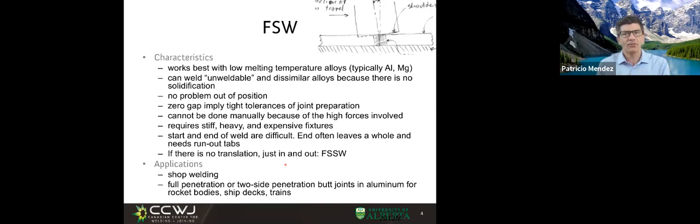Because of these big forces, it requires very stiff and heavy and expensive fixtures. So the way NASA welds the rockets is by having very, very stiff and expensive fixtures to hold the metal in place as it is welded. You can imagine all these forces try to reopen the joint, so they have to be clamped very, very stiffly.